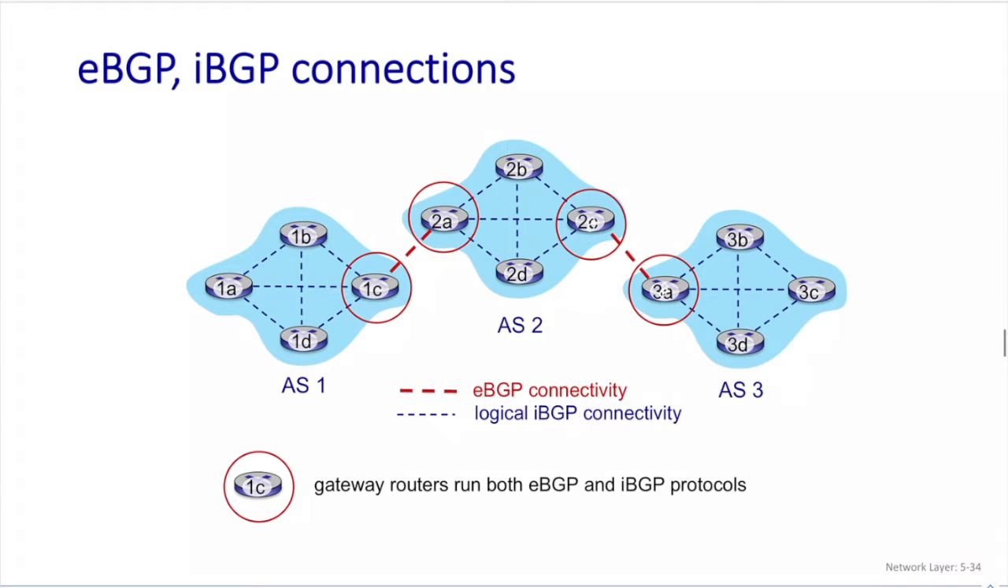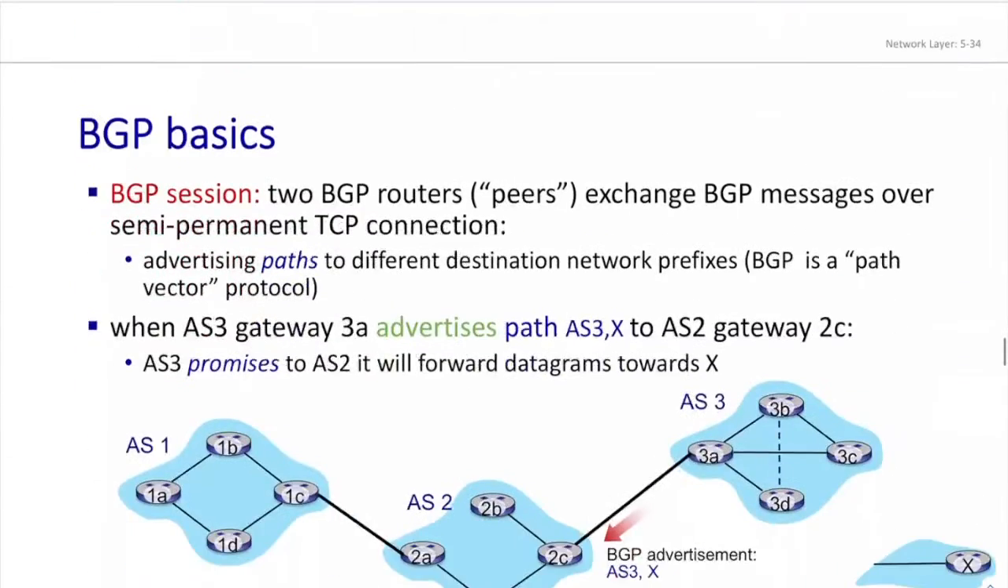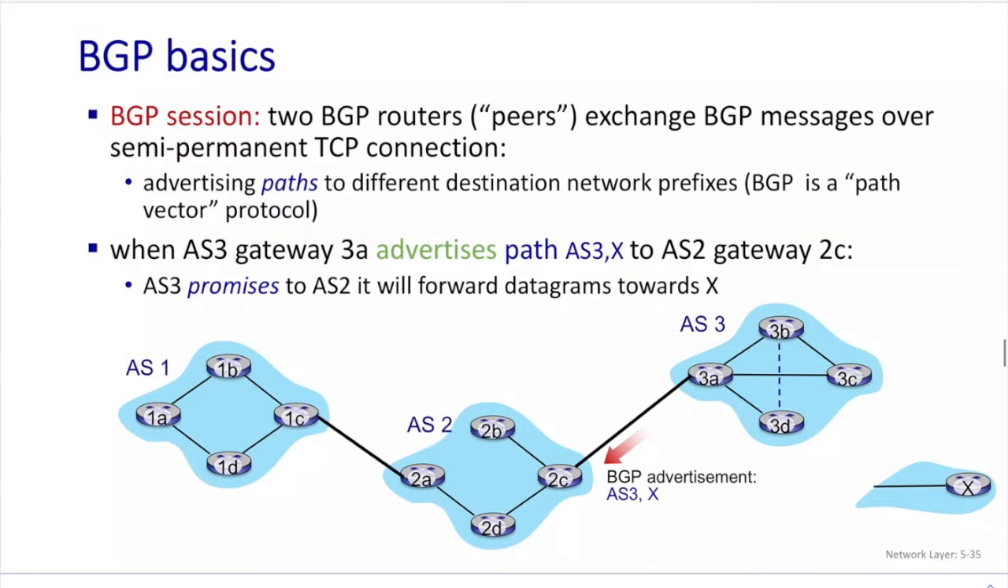Gateway routers run both eBGP and iBGP. When they exchange information, two BGP routers exchange BGP messages over a TCP connection. In BGP it is a TCP packet, but in OSPF it is simply an IP packet. With this information they advertise paths to different destination network prefixes.